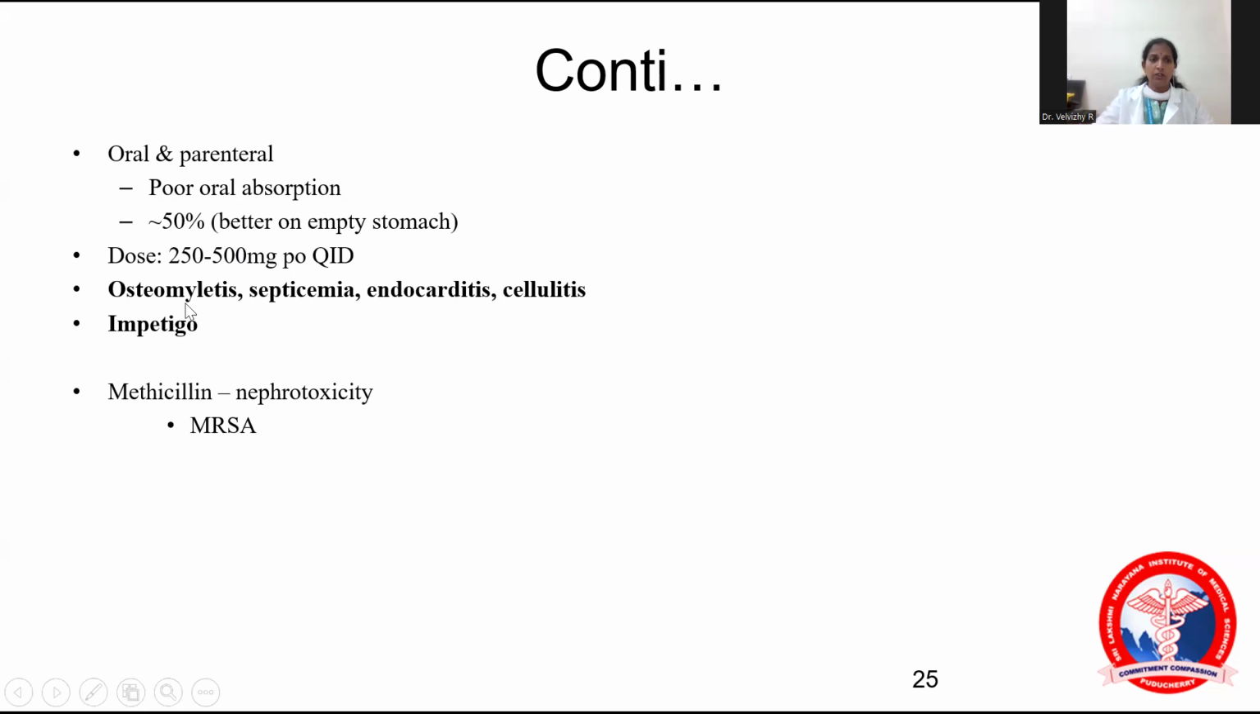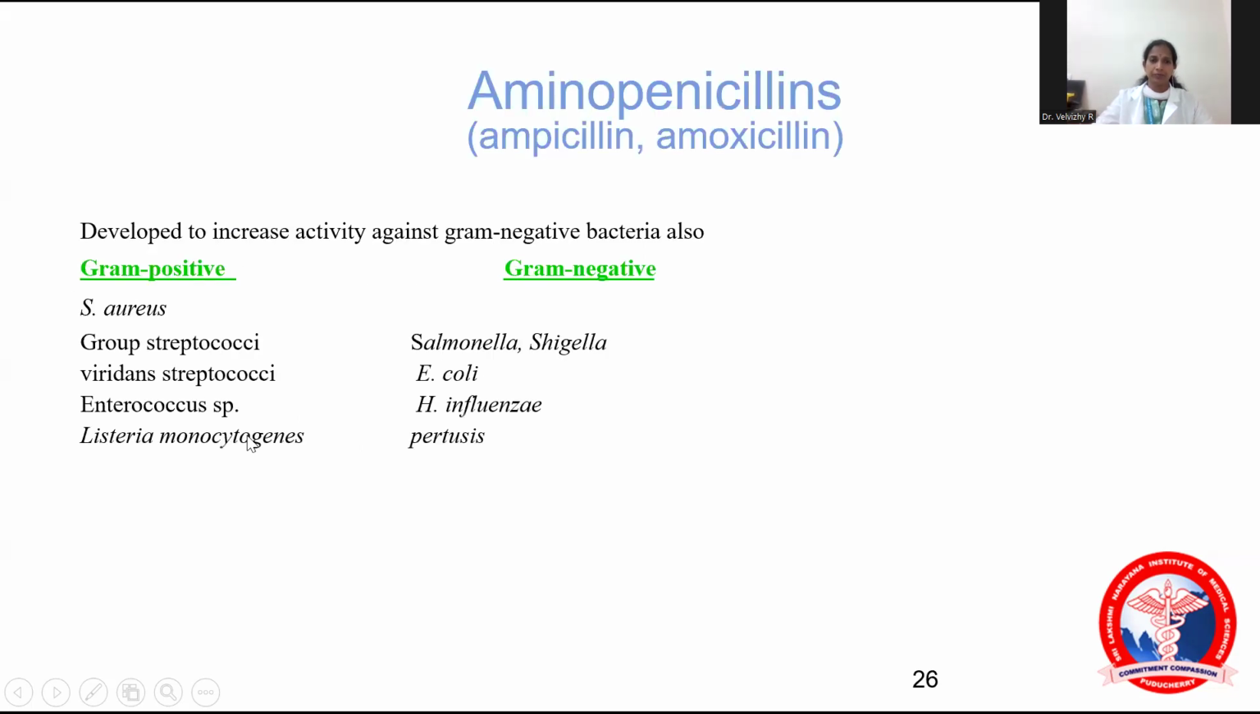And these are mainly used to treat staphylococcal infections like osteomyelitis, septicemia, endocarditis, cellulitis, and impetigo. Methicillin, due to nephrotoxicity, has become banned, and if staphylococci are resistant to any of these drugs, we call it methicillin-resistant Staphylococcus aureus.